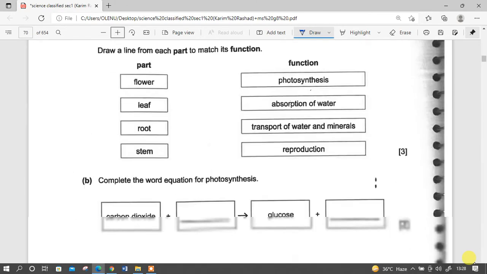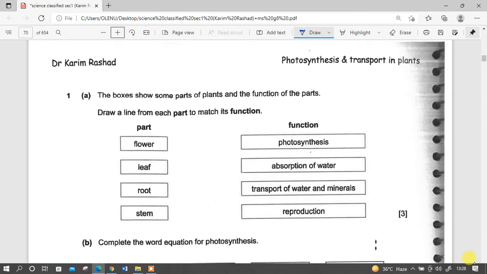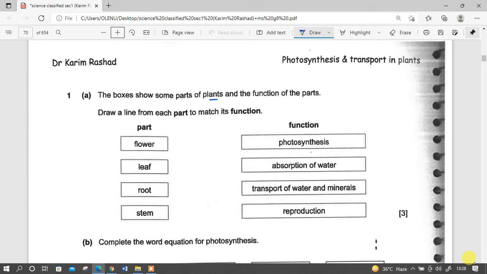Simple. Now this question is, the box shows some parts of a plant and their functions. Draw a line from each part to match the function. Flowers are important because they contain the organs for reproduction. Leaf is the site where photosynthesis takes place. The root helps in the absorption of water, while the stem helps in the transport of water and minerals. So that's it.